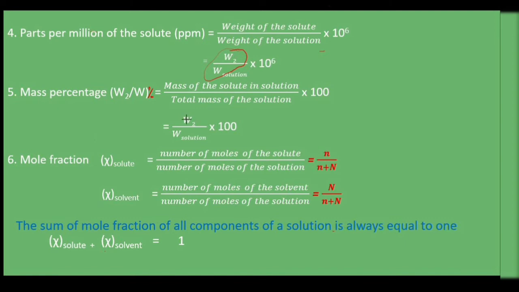Normally we express the mass of the solute by capital W2, is it not? So capital W2 divided by the weight of the solution into 100 will give the mass percentage. So mass percentage is the mass of the solute in the total mass of the solution into 100. Okay, and this is also a very important formula, mass percentage. You will be getting many types of problems coming under this.